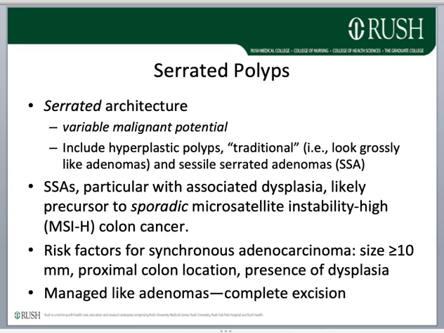Serrated polyps are a special type of adenomatous polyps, but they're a heterogeneous group with variable malignant potential. These include hyperplastic polyps, which we've already talked about and are non-neoplastic or benign, traditional serrated adenomas, which are more polypoid or even pedunculated but lined by serrated adenomatous glands, and sessile serrated adenomas.